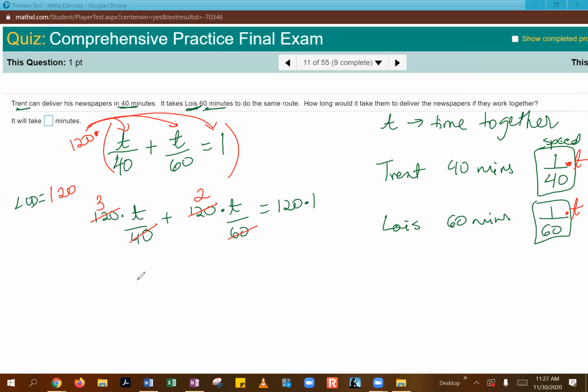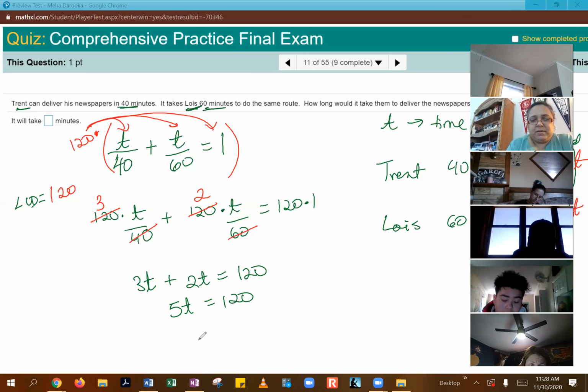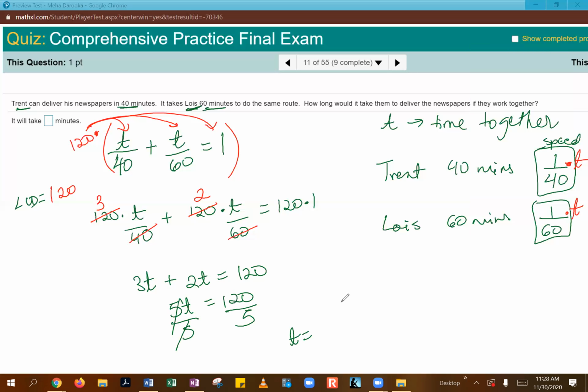So clean this up. And let's see, we would end up getting 3 times t plus 2 times t equals 120, which of course adds up to 5t. So what do you think the time comes out to be when you simplify this? So what do you get for your time over here? Let's see, Brandy, 24. So you would basically take 5 and divide it on both sides. And we are coming up with 24 minutes.